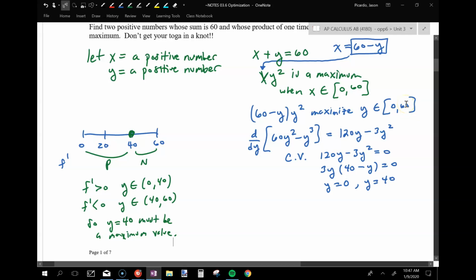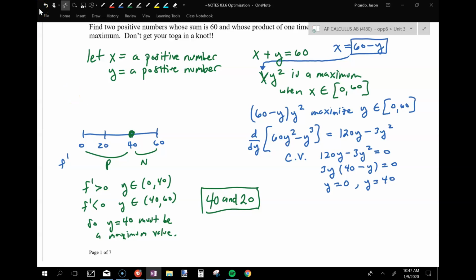Am I going to test 60? Why am I not going to test 60? Because if one number is 60, then the other number had to have been 0, right? So the only possible value that makes any sense is the 40. So what did the two numbers have to be? 40 and 20. Is that cool? Kind of a nice example, right? Just to get us into the swing of things.